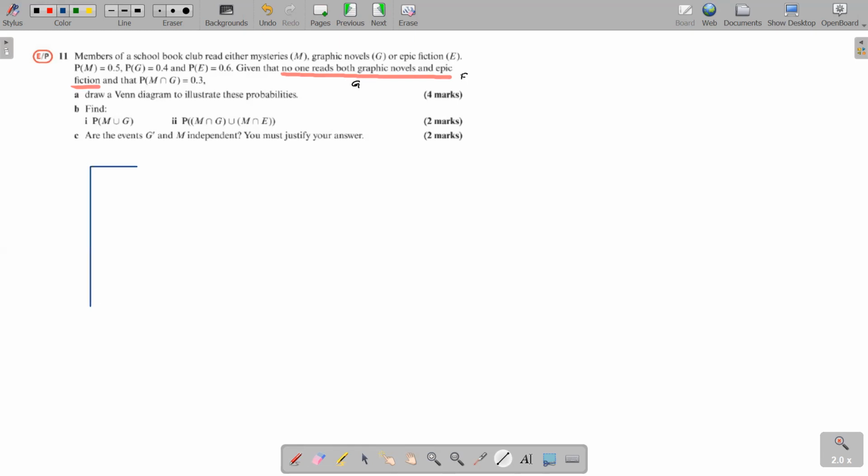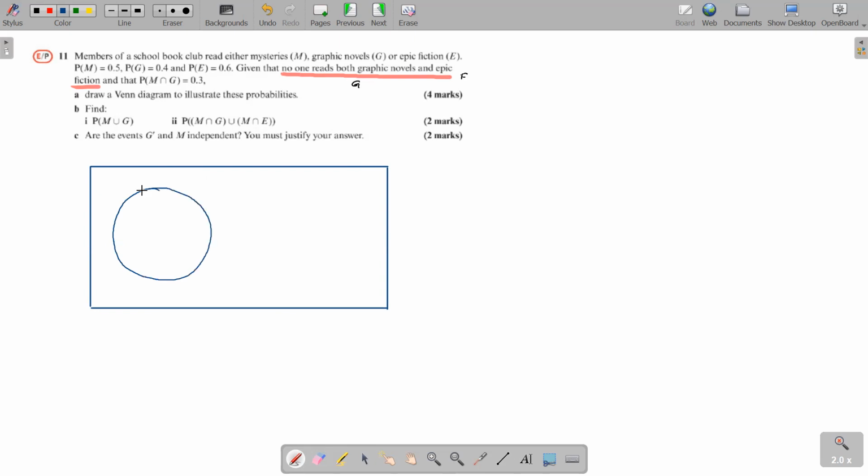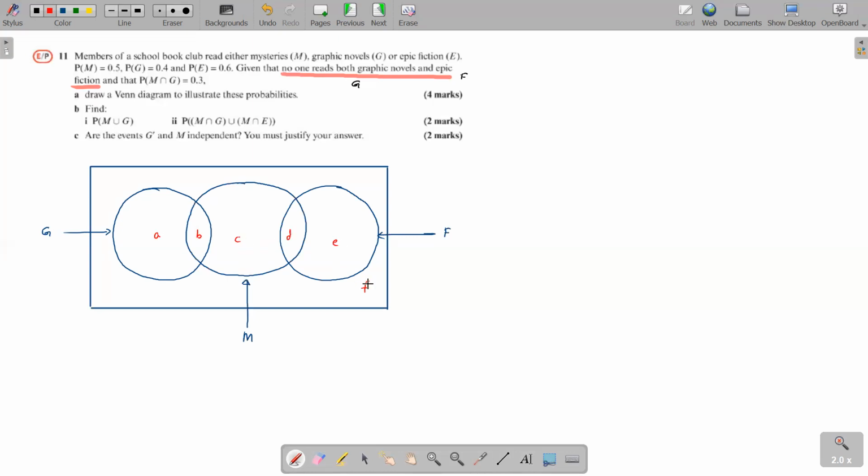Okay, so when you draw the diagram, let's say this is the graphic novels, and then epic fiction is over here. I need to make sure there's no intersection. Then mystery: they don't say that it doesn't intersect, so you will have to draw that circle to intersect with both of them. Okay, so this is the mysteries. All right, so I'll mark my regions A, B, C, D, E, and F to make things easier for us.